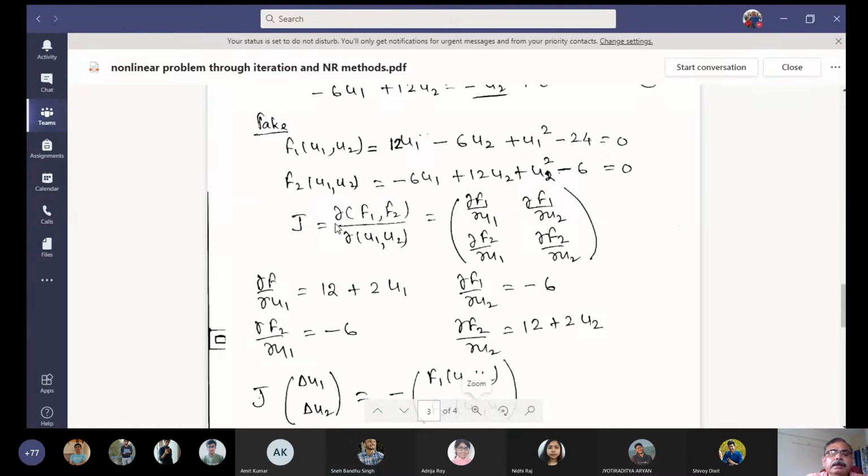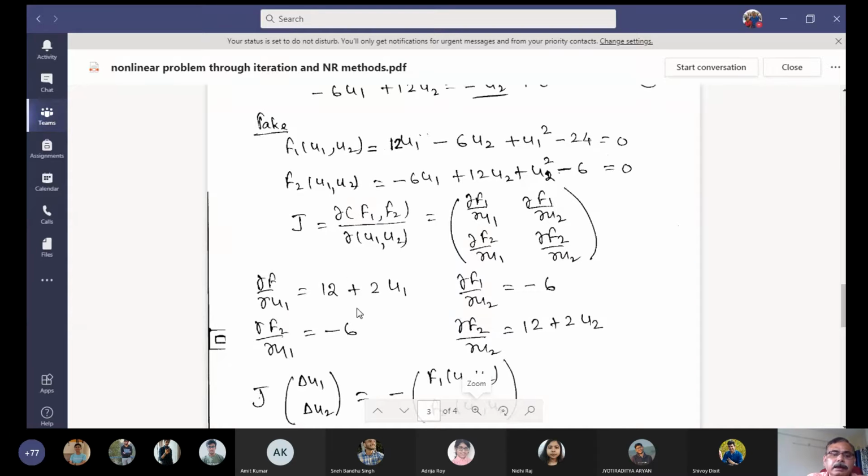So the Jacobian is nothing but the del of f1, f2 with respect to u1, u2, meaning del f1 by del u1, del f1 by del u2, del f2 by del u1, del f2 by del u2, exactly like 1 1, 1 2, 2 1 and 2 2, right? Yes, sir. Then you have to calculate these, and the Jacobian is calculated at the previous value, right? So you'll see that.